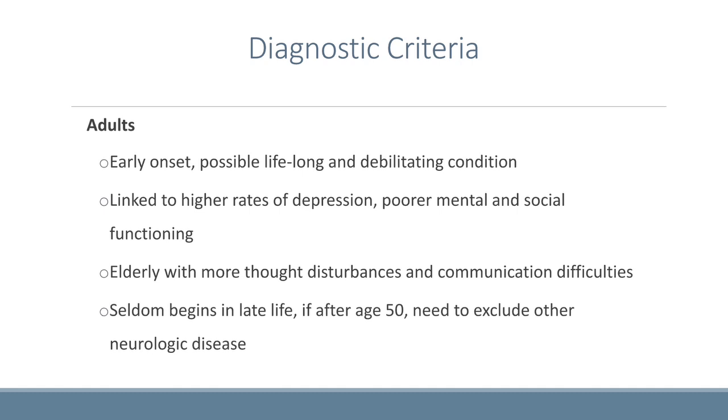Elderly have more thought disturbances and common communication difficulties. This seldom begins later in life. So if this happens after the age of 50, then other things need to be excluded, like neurologic diseases.